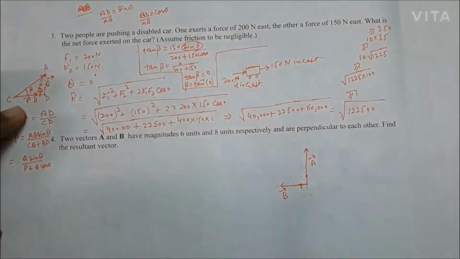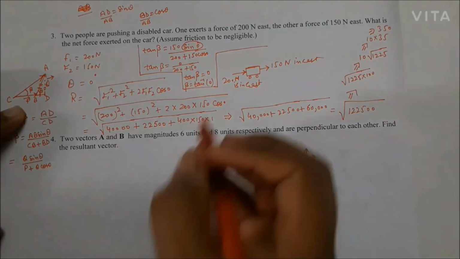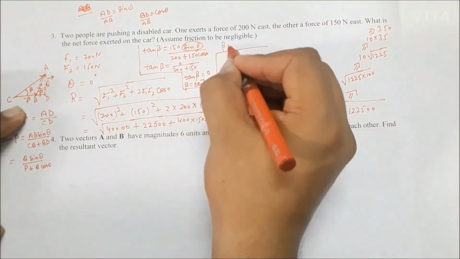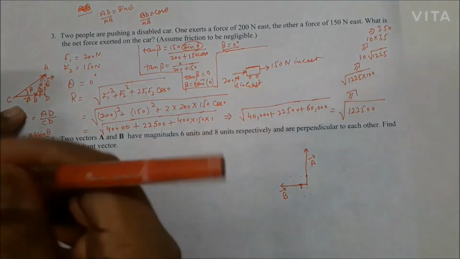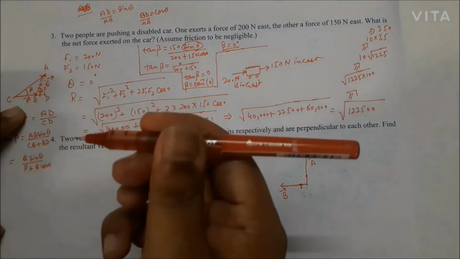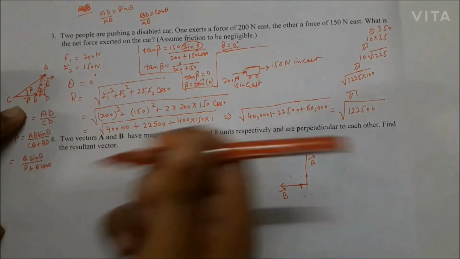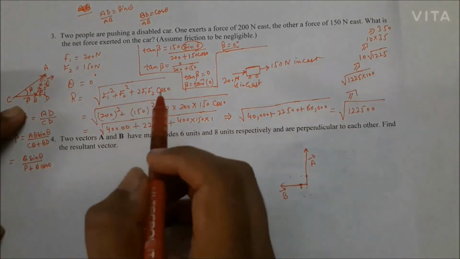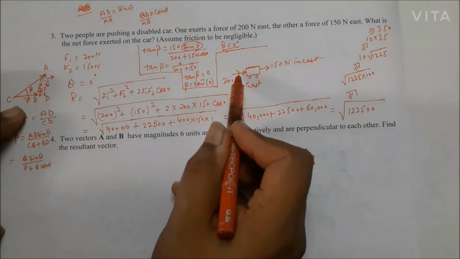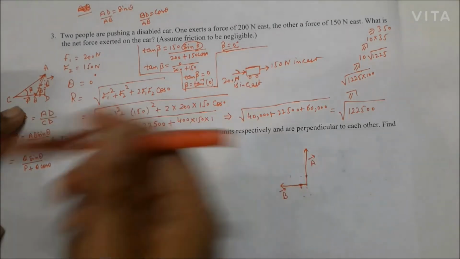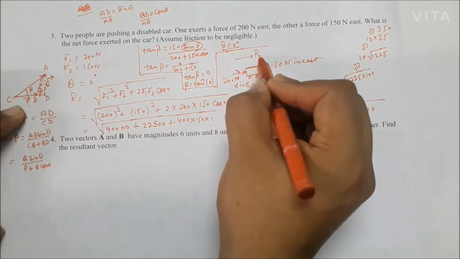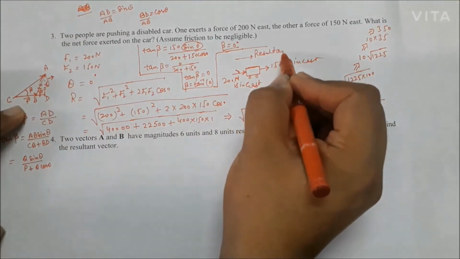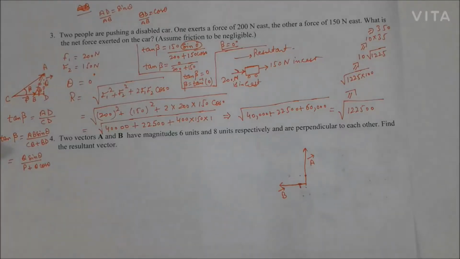At what angle the tan is 0? It is at 0 degree. Now my beta comes out to be 0 degree. See, if both the forces are acting in the same direction, then resultant will also be in the same direction. That's why the angle of resultant with this force 200 is 0 degree, means resultant is in this direction. So now let's proceed to our next question.